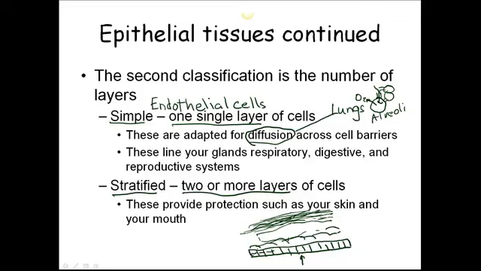And as these cells divide and push these upwards, they get flatter, and they get more protein inside of them, so they're kind of tough, and they're basically waterproof. And you'll find this on your skin, of course, and in your mouth and your anus.